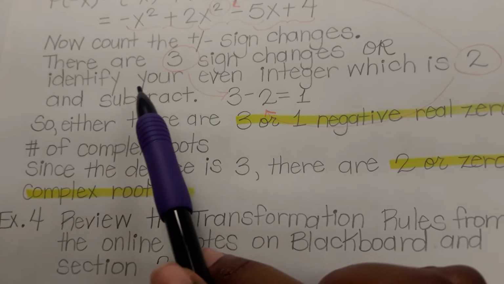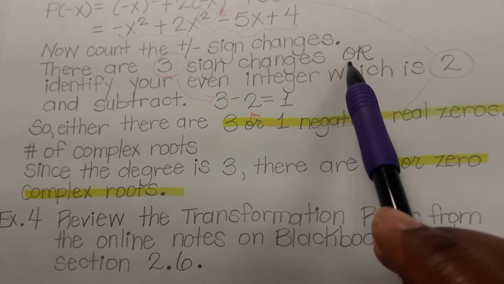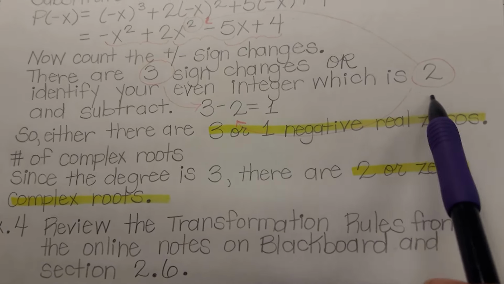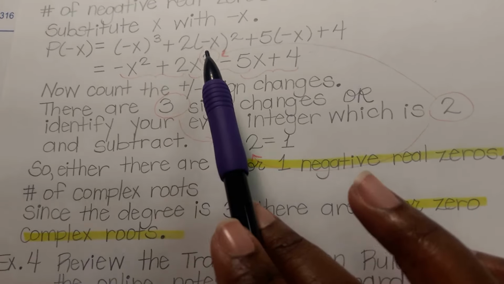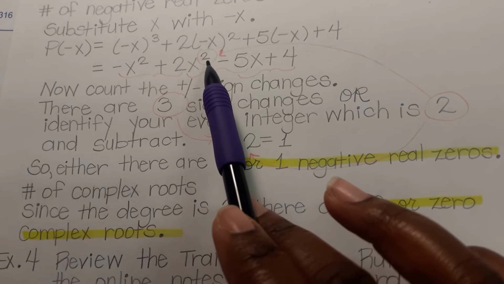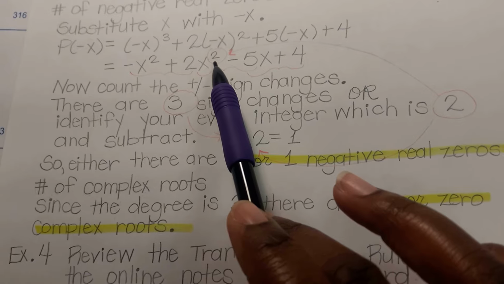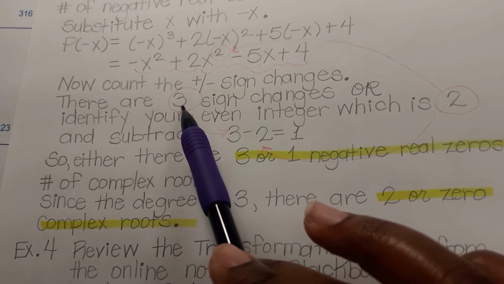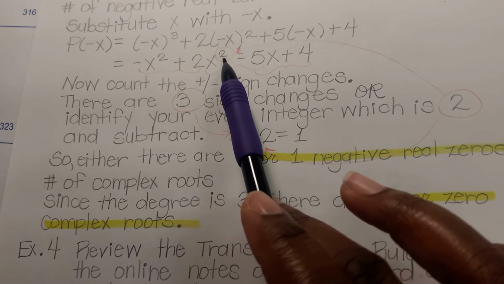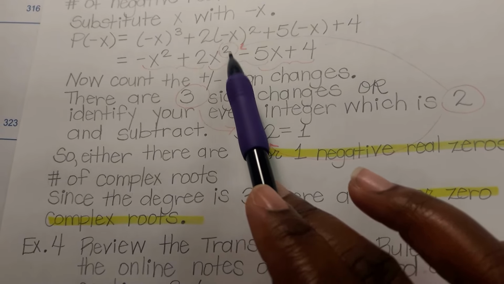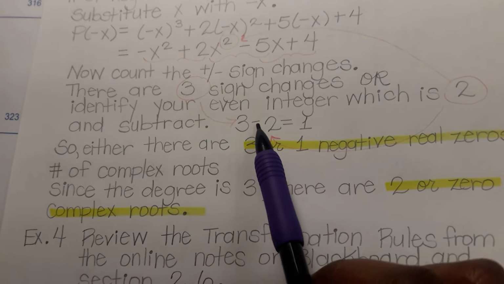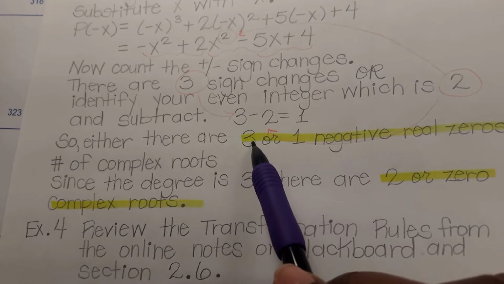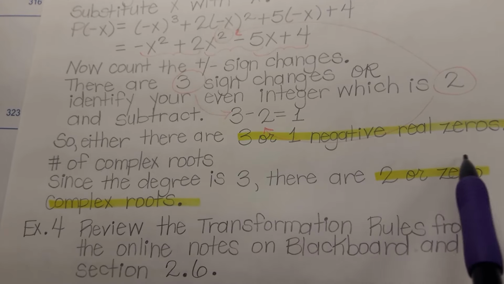Another way you have to look for this answer is you have to identify your even number, which is 2, and then you subtract. So if I look at my given information, my even integer was 2. So I have to take the original answer I have, which is 3, and subtract my even exponent. So 3 minus 2 will give me 1. So either there are 3 or 1 negative real zeros.